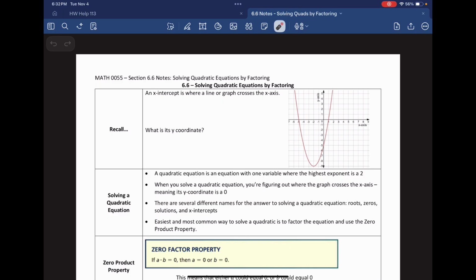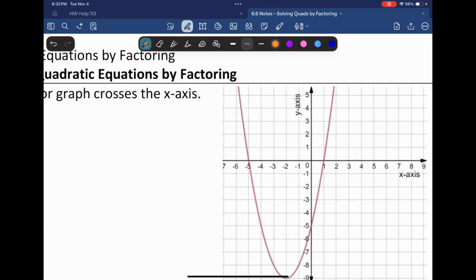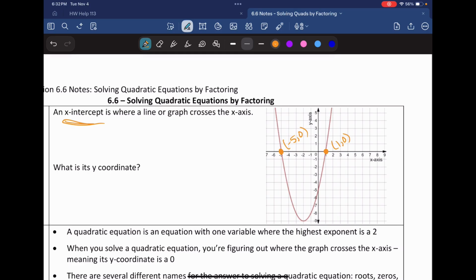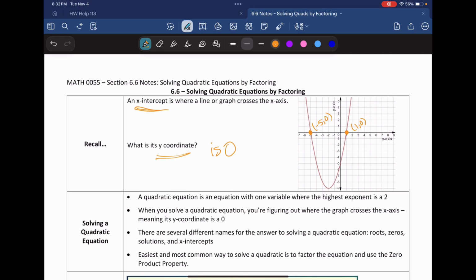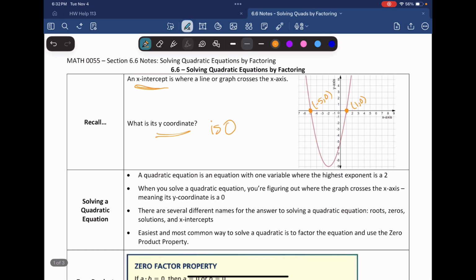So x squared. We're figuring out where it crosses the x-axis, which means we're finding an x-intercept. If we look at these x-intercepts, they have one thing in common, and that is that the y-coordinate is 0. You'll see a whole bunch of different names for these, but they all mean the same thing: finding a root, a 0, a solution, or an x-intercept.